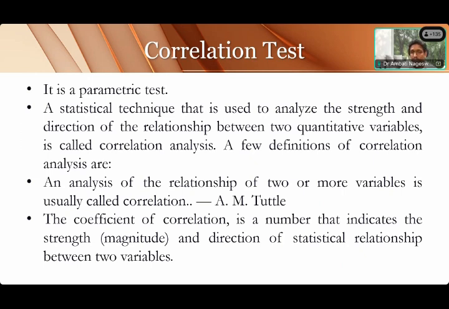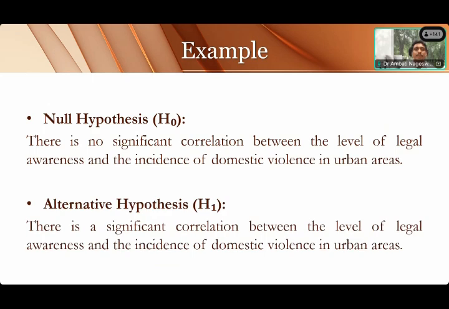Now, the main objective of the correlation test is to understand the strength and direction of the relationship between two quantitative variables. What is meant by strength and direction? Let's take an example. There is no significant correlation between the level of legal awareness and the incidence of domestic violence in urban areas.